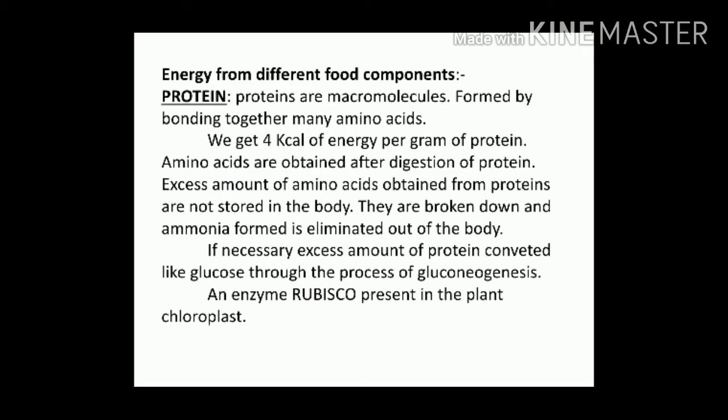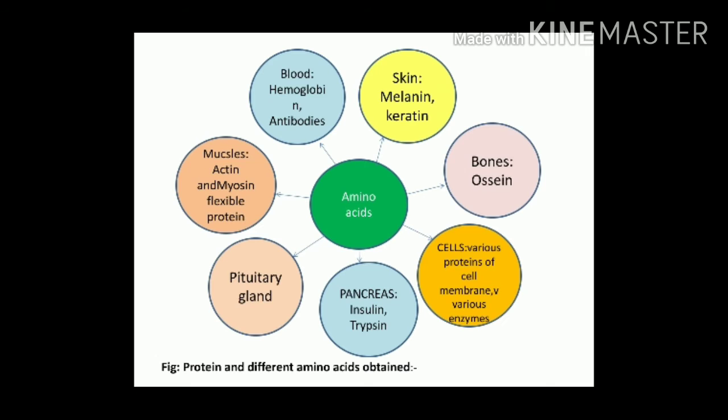Rubisco, its long form is ribulose 1,5-bisphosphate carboxylase oxygenase. Now students, you can observe in the chart, as per the type of cell, the amino acids are again used for making proteins that are required by the body.